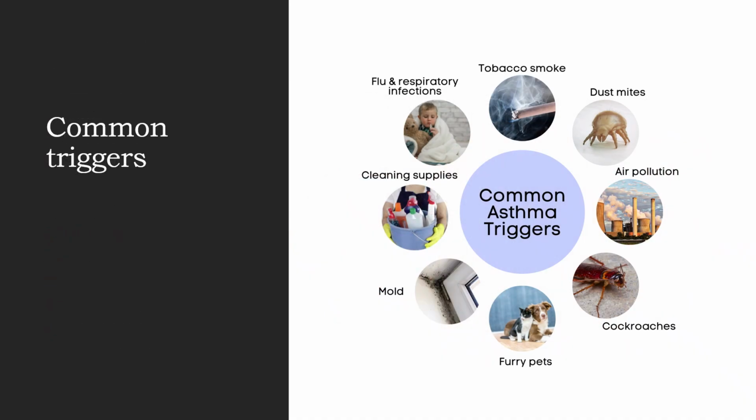Let's talk about the triggering factors. There are some triggering factors we see: tobacco smoking, dust mites, air pollution, cockroaches, pet fur or animal fur, mold, cleaning supplies or dust-like things, flu or respiratory infection. These are the common triggers of asthma.